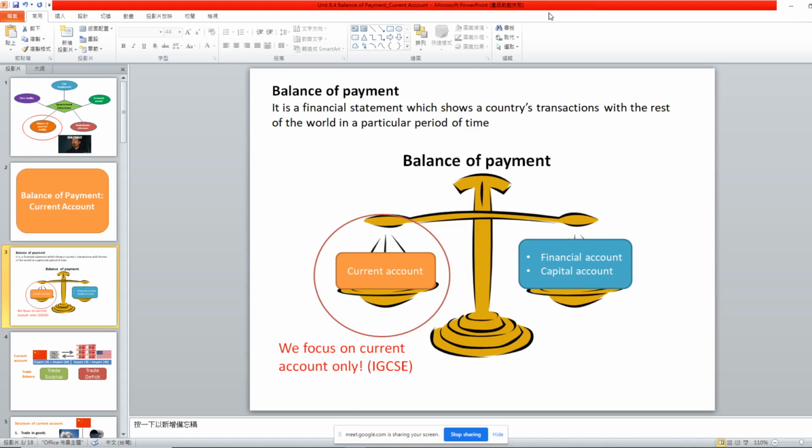And so in balance of payment, we focus on one account, and that is the current account. When we talk about the current account, we talk about the transactions between our country and other countries. And there are four components. So do you still remember the four components in the current account? Can you quickly list them out, like four items that you have inside the current account?